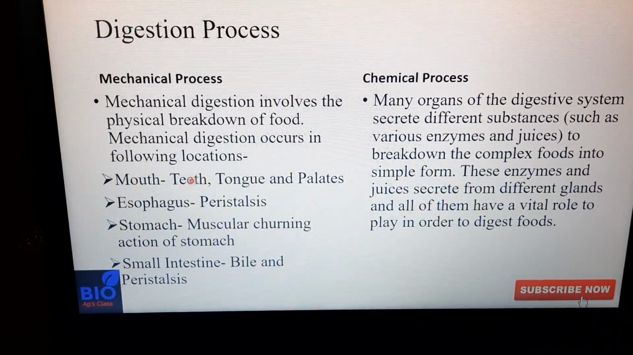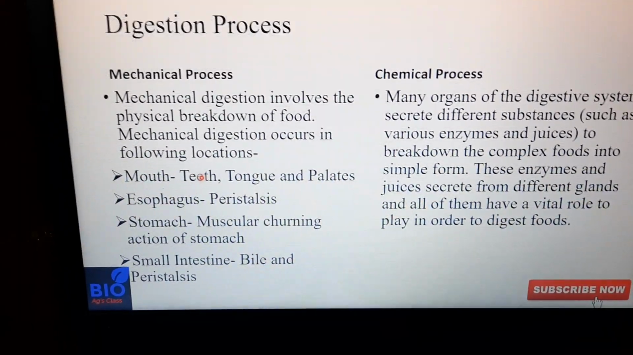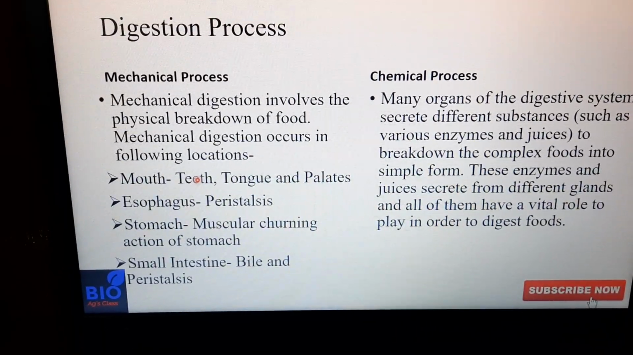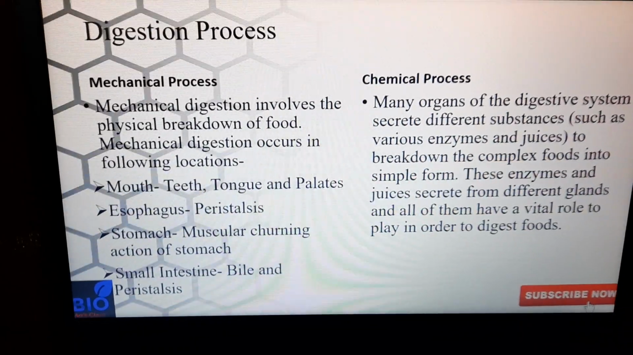After that, the food goes through the alimentary canal to the esophagus. Then it faces the peristalsis process. What is the peristalsis process? We'll learn it here.